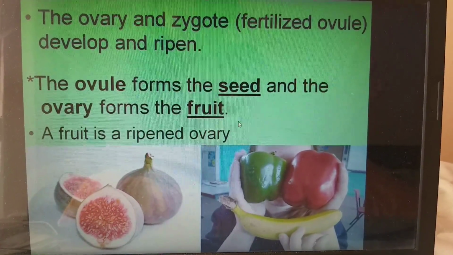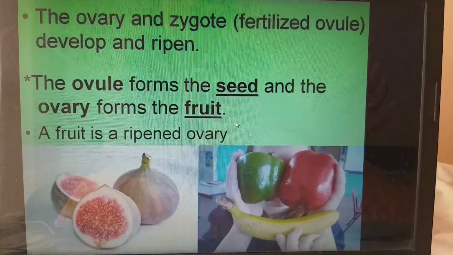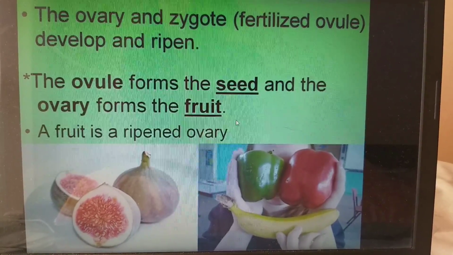These are the very important vocabulary we have to know before going into the reproduction of flowering plants. I hope you all understood.